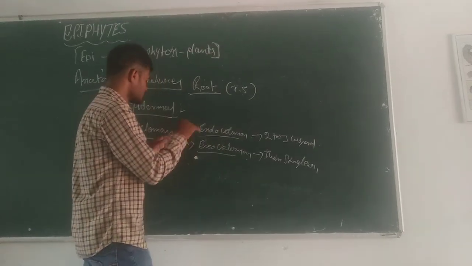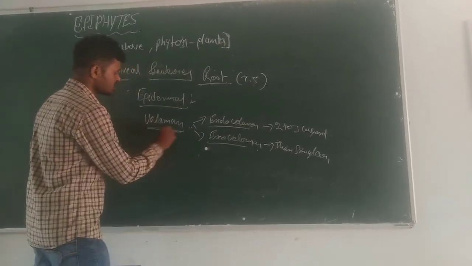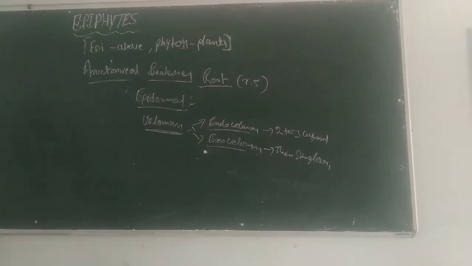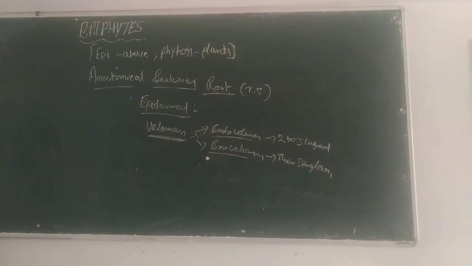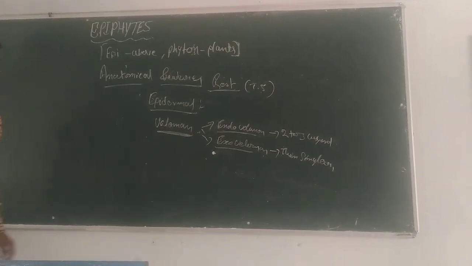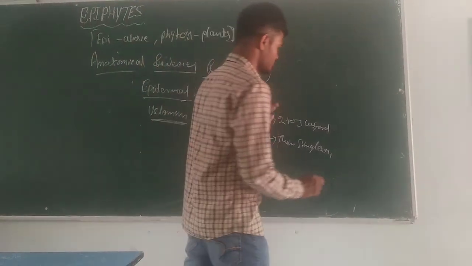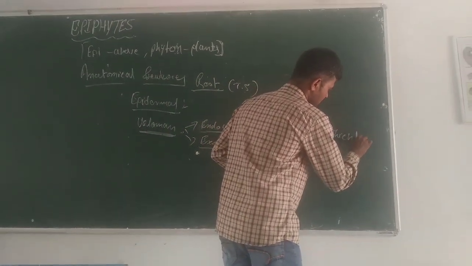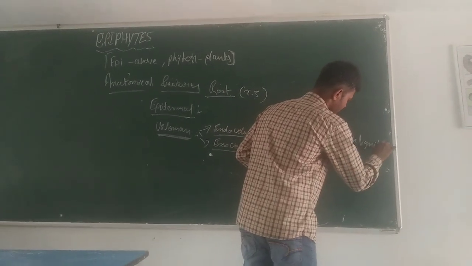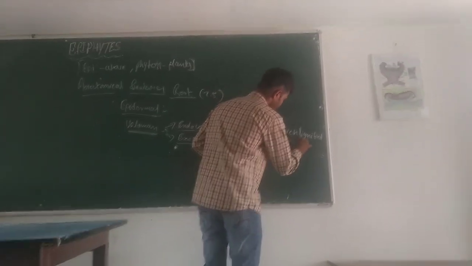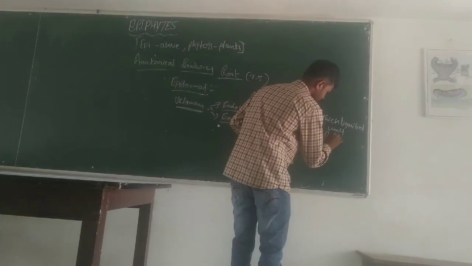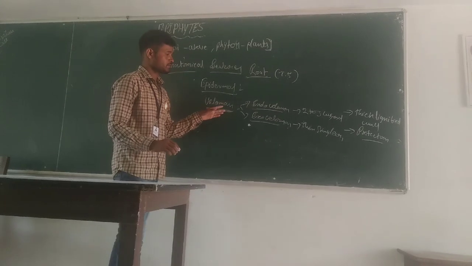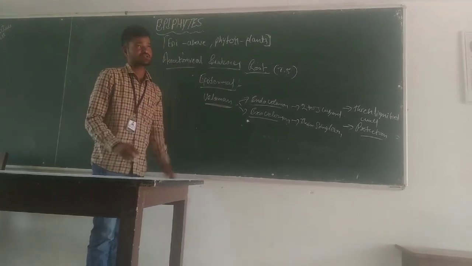Another thick cuticle is present in the epidermal region, but these velamen tissues are helpful for storage function, and they have thick lignified walls for protection of roots. Very important, thick lignified walls and protection in function. These are very important concepts in roots.